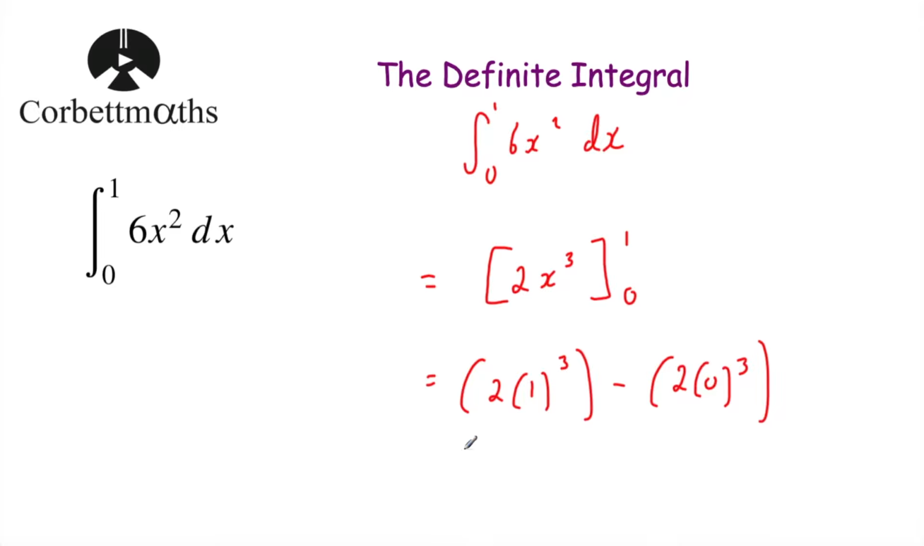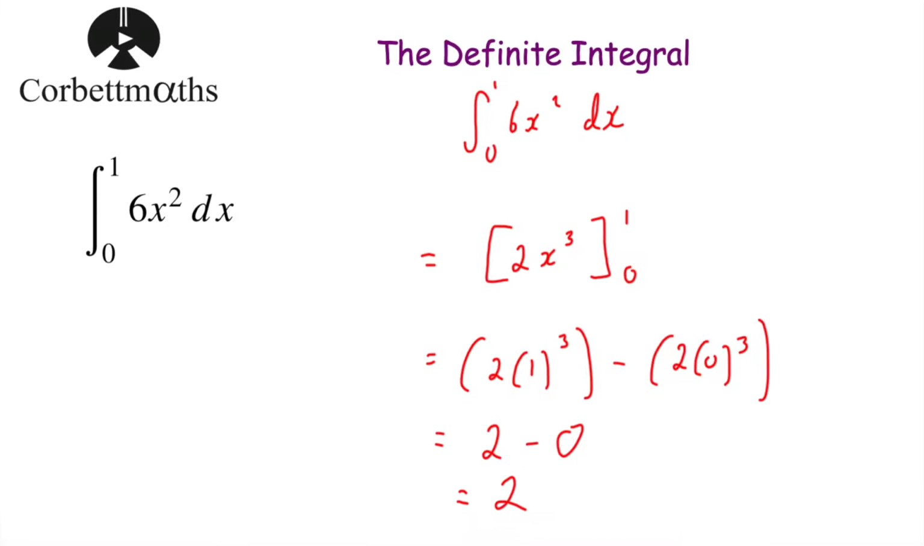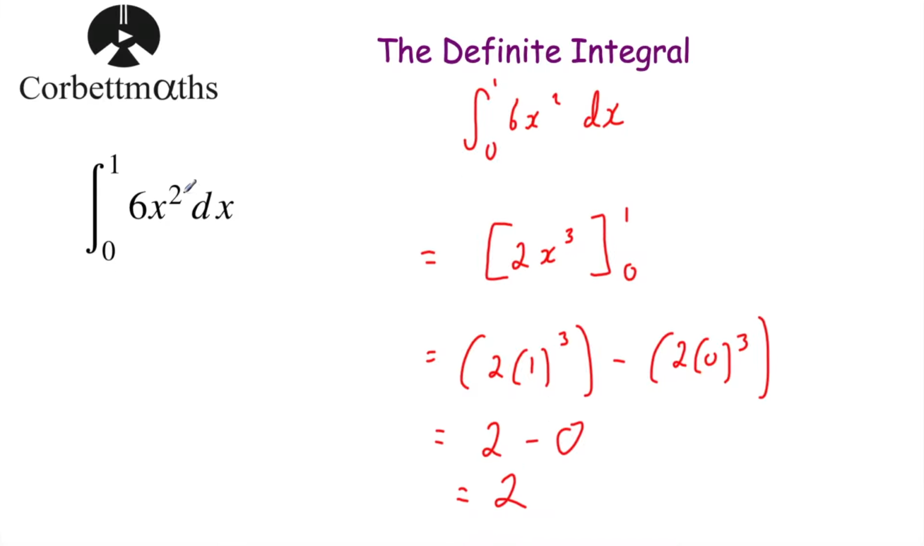Okay, now it's a calculator paper, so you can just type this into your calculator and work this out. I'm just going to work it out manually here. 1 cubed is equal to 1 times 2 is equal to 2. And then we've got subtract, and 0 cubed is equal to 0 times 2 is 0. So we're left with 2 subtract 0, and 2 subtract 0 is equal to 2. And that's it. So if we were asked to find the definite integral of 6x squared between 1 and 0, the answer would be 2. Okay, let's look at our next question.